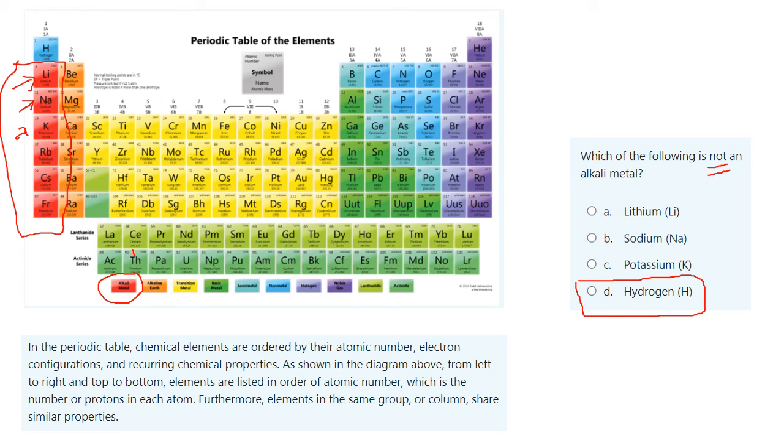We can see that even though hydrogen is in the same column, and it's in the same column because it has 1 electron in the outer shell, it is not the same color. It is a blue. And in fact, that dark blue color are non-metals. We can see the dark blue color, it is a non-metal.